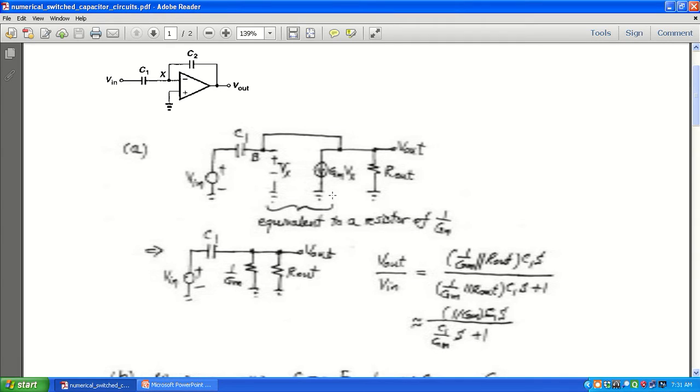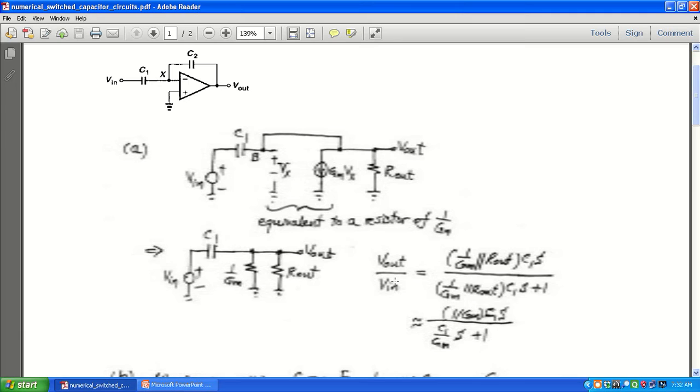We have to find out V out by V in. Thus, we can find out the total impedance at the output side. This current source has an impedance of 1 by GM, so this 1 by GM will be in parallel with R out, and there is C1S. So, we can write V out by V in as 1 by GM parallel to R out into C1S upon 1 by GM parallel to R out, C1S plus 1. Simplifying this, you will get the equation as 1 upon GM, C1S upon C1S by GM plus 1.